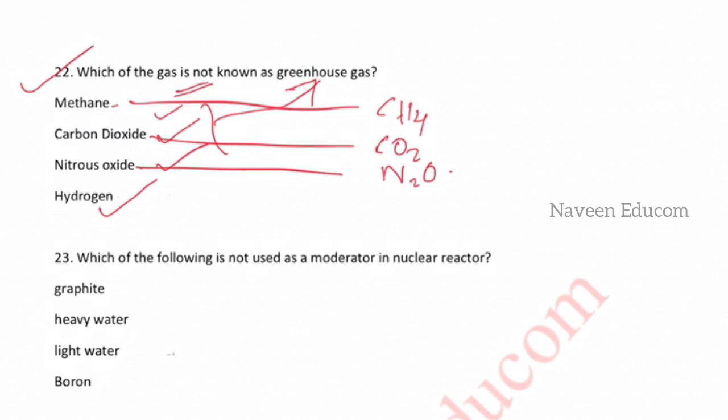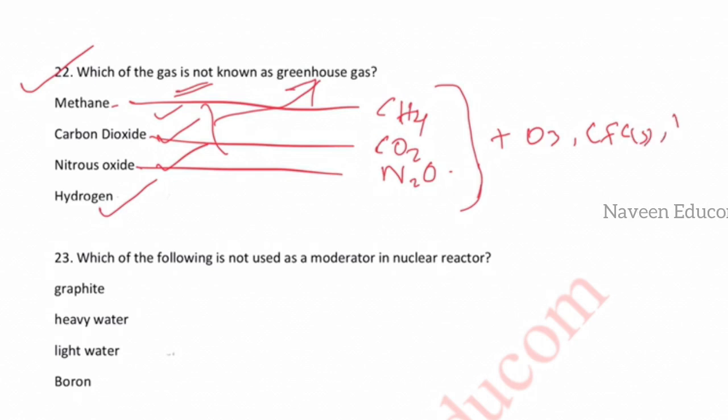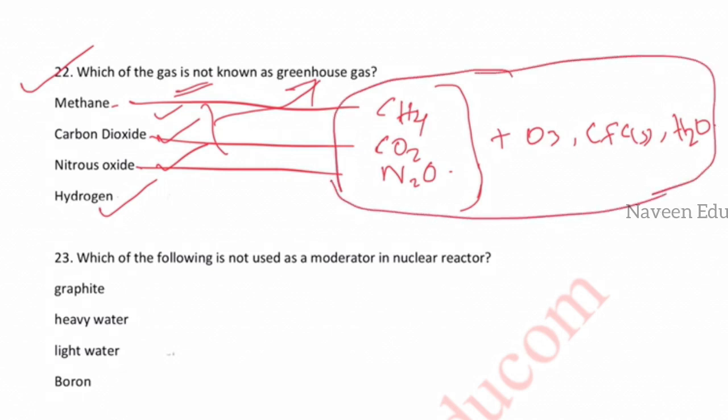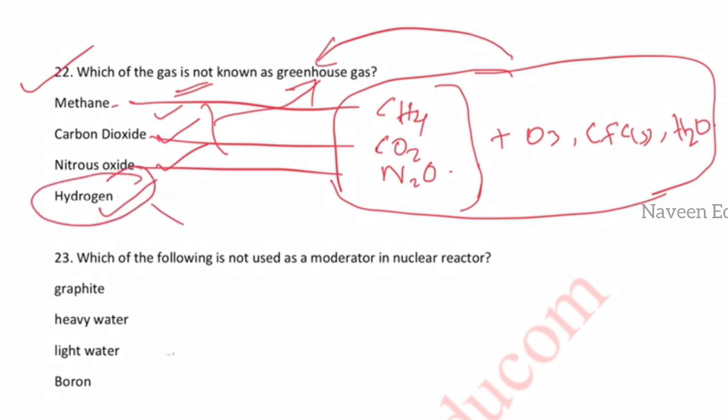So what are the other greenhouse gases? That is what I am going to explain in this video. The other greenhouse gases are CH4, CO2, N2O, ozone O3, CFCs (chlorofluorocarbons), and H2O. Students, study these important gases because they all contribute to the greenhouse effect. Hydrogen does not contribute to the greenhouse gases, so please keep that in mind. That's the only extra thing you have to study from this question.